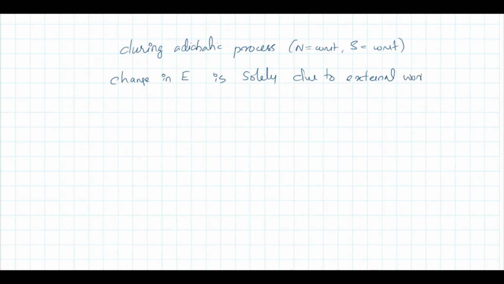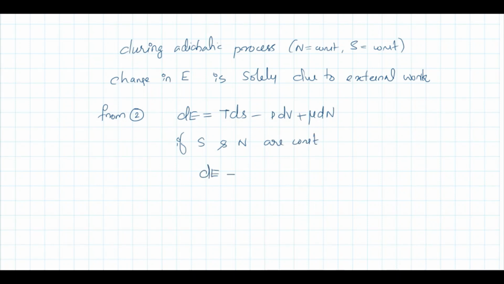Why that statement? Because from 2, what is 2? dE is equal to TdS minus PdV plus mu dN. If S and N are constant, then dE is simply minus PdV. And PdV implies an external work done. Okay, an external work done.